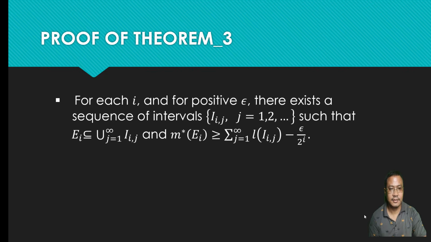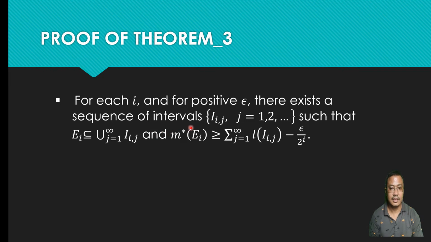Let us see, for each i, and for each positive number epsilon, there exists a sequence of intervals I_ij, j running from 1, 2, 3, 4 up to infinity, such that E_i is a subset of the union over j from 1 to infinity of I_ij, and the outer measure of E_i is greater than or equal to the summation over j from 1 to infinity of the length of the interval I_ij minus epsilon over 2 to the power i. This is coming directly from the definition of the outer measure.